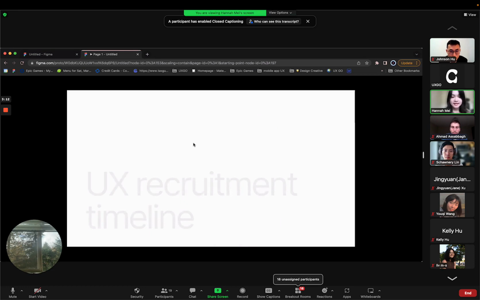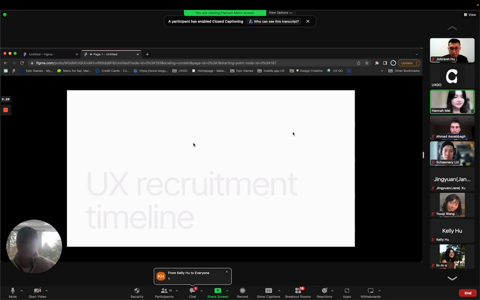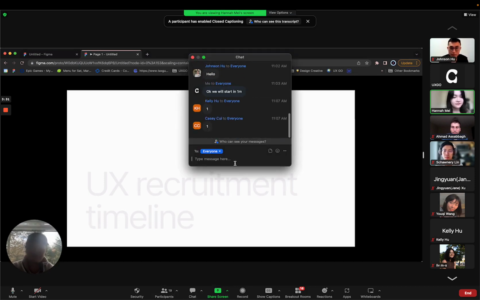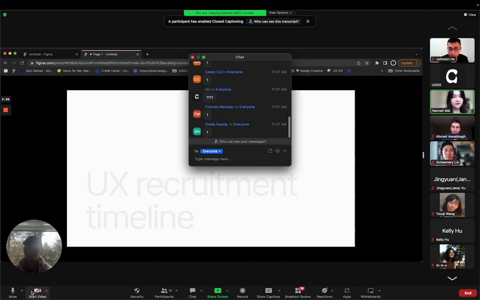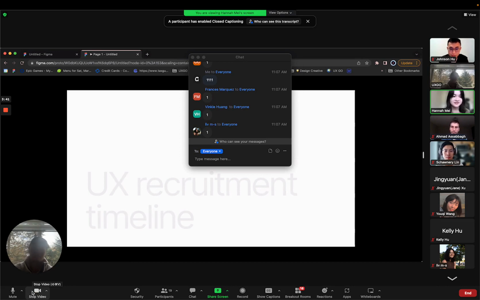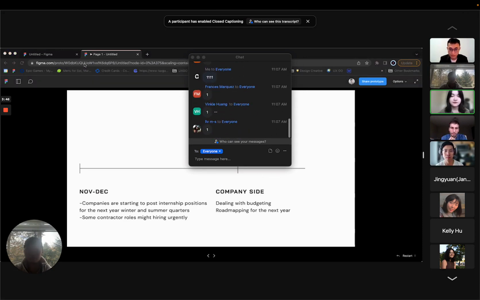So let's get started with the UX recruitment timeline. I think that's what lots of students are most interested in. You can type 1 if you already started to apply to some jobs, and type 2 if you haven't started to apply to any jobs. Okay, seems like lots of students already tried to apply to some jobs. That's really good. So for the timeline, right now it's November.